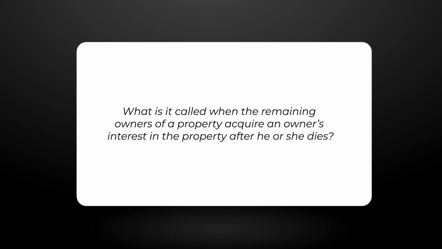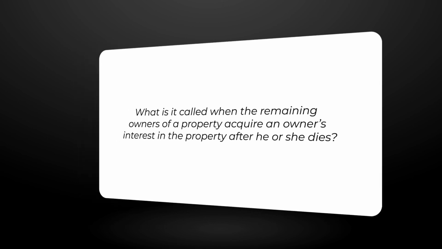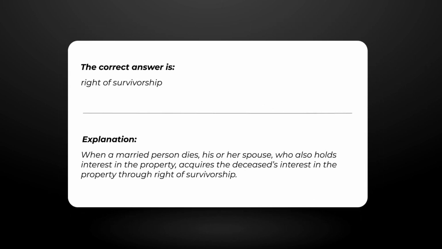What is it called when the remaining owners of a property acquire an owner's interest in the property after he or she dies? The correct answer is right of survivorship. Explanation. When a married person dies, his or her spouse, who also holds interest in the property, acquires the deceased's interest in the property through right of survivorship.